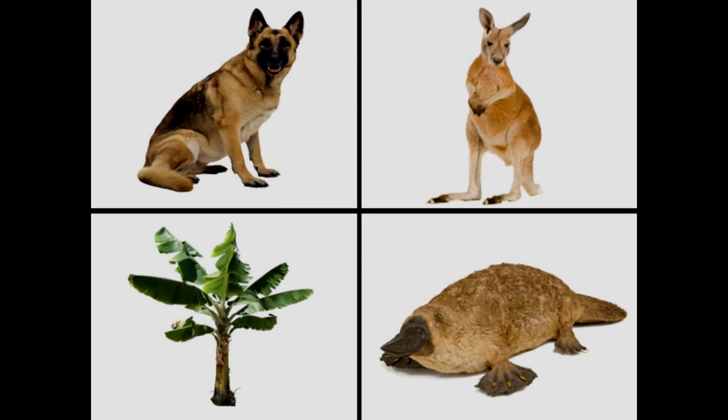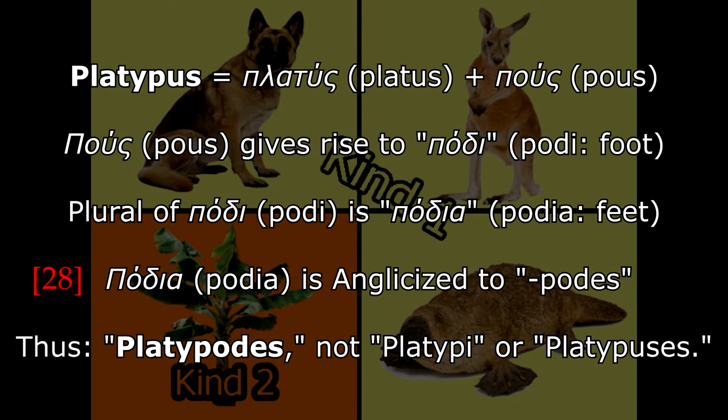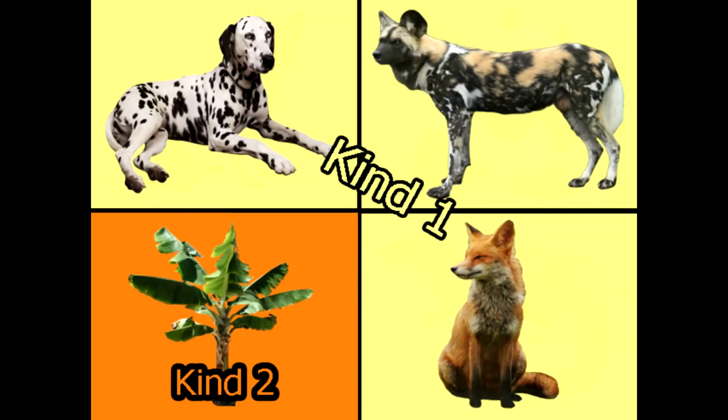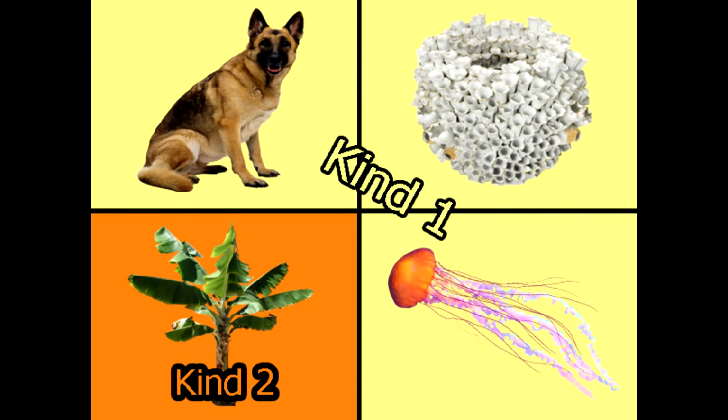We can continue further and compare the German Shepherd with a kangaroo and a platypus. They've got their common characteristics of bearing a tetrapodal skeleton, an amnion, fur, and the ability to secrete milk for their babies. Since banana plants lack all of these, German Shepherds, kangaroos, and platypodes, that's the proper plural form of platypus by the way, since the word platypus is derived from Greek, all must be of the same kind, therefore sharing a common ancestor.